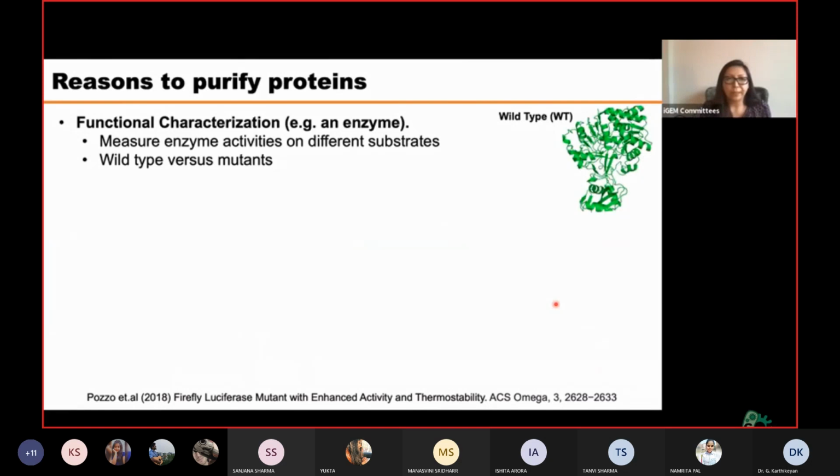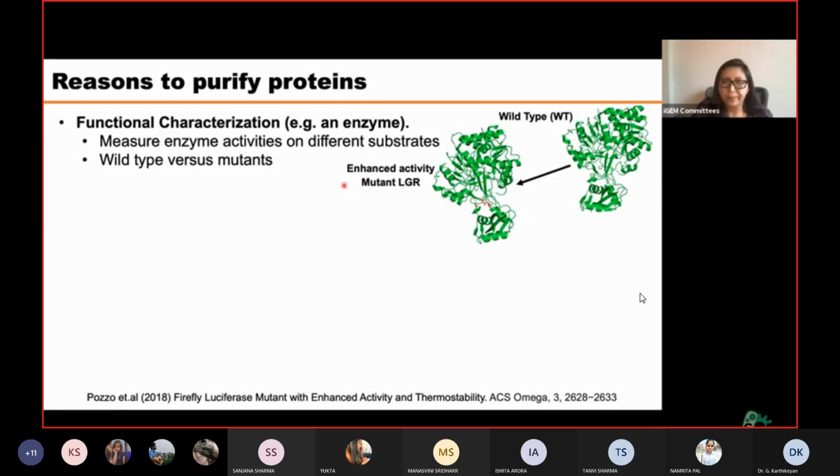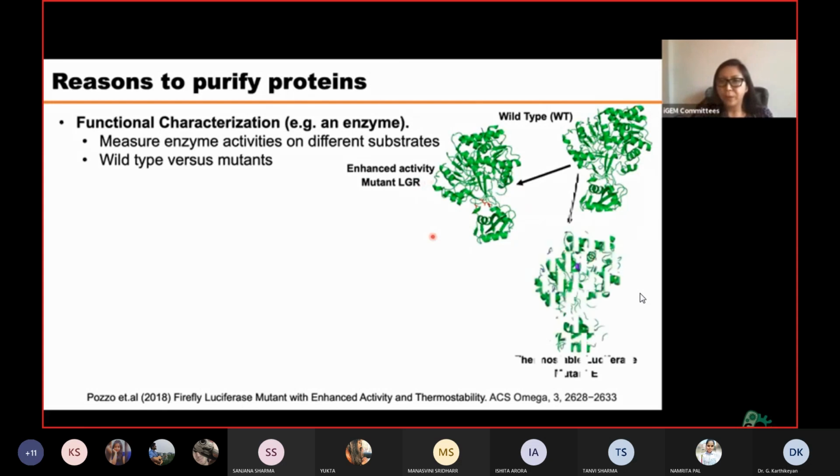You can also do functional studies, like characterization of proteins or enzymes. For example, here I have a wild type luciferase from firefly. It's the one that produces luminescence in fireflies. I think the network is probably not very stable here. It's a really well-studied protein, so a lot of scientists did random mutagenesis and found an enzyme with enhanced activity, which means it shone brighter for longer. Another group discovered that they could also mutate the luciferase to get a thermostable mutant, because luciferase by nature is not a thermostable enzyme.